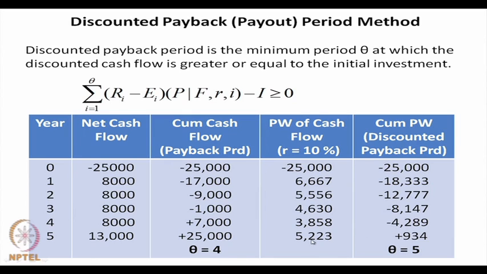Only in the fifth year, it becomes 934, it becomes positive. Therefore, the whole amount of initial investment is realized only in the fifth year, and therefore, theta is equal to 5. So, you can see that in the payback period, where we do not consider time value of money, the payback period is 4, and in the discounted payback period, it is 5.